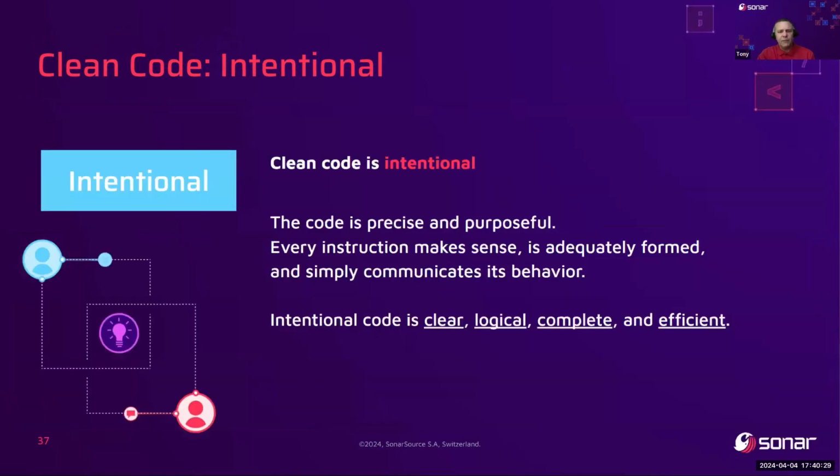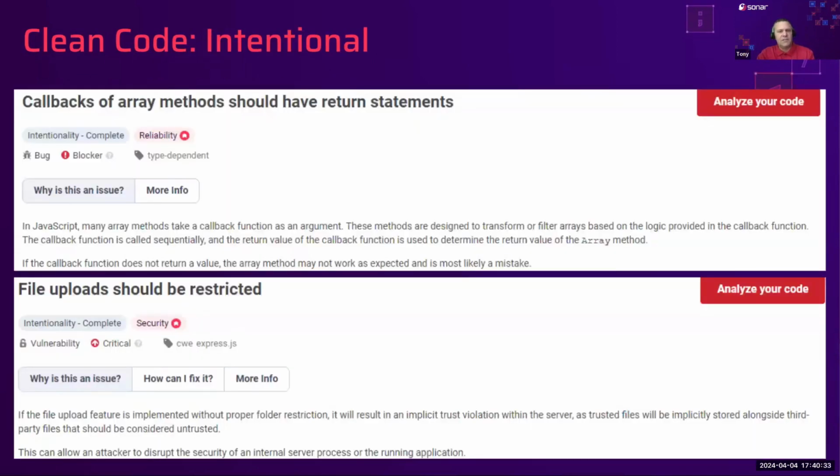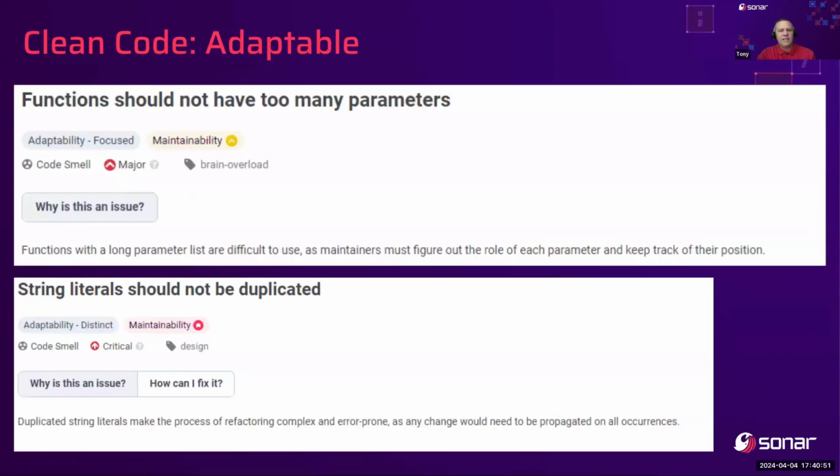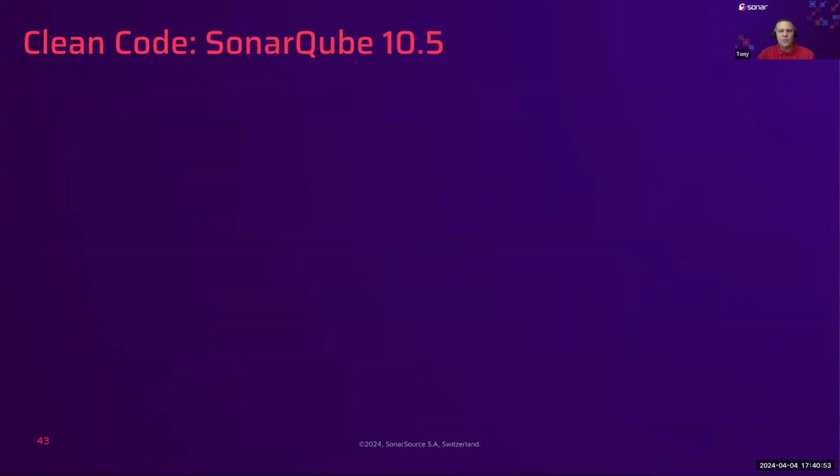And if it's intentional, we will see those rules as well. So here's another one: file upload should be restricted. We see that it was a vulnerability, it was critical, but now we're going to see it under the clean code attribute as intentional and complete, and it has a high impact on security. And then I'm going to skip all these and show you the last.